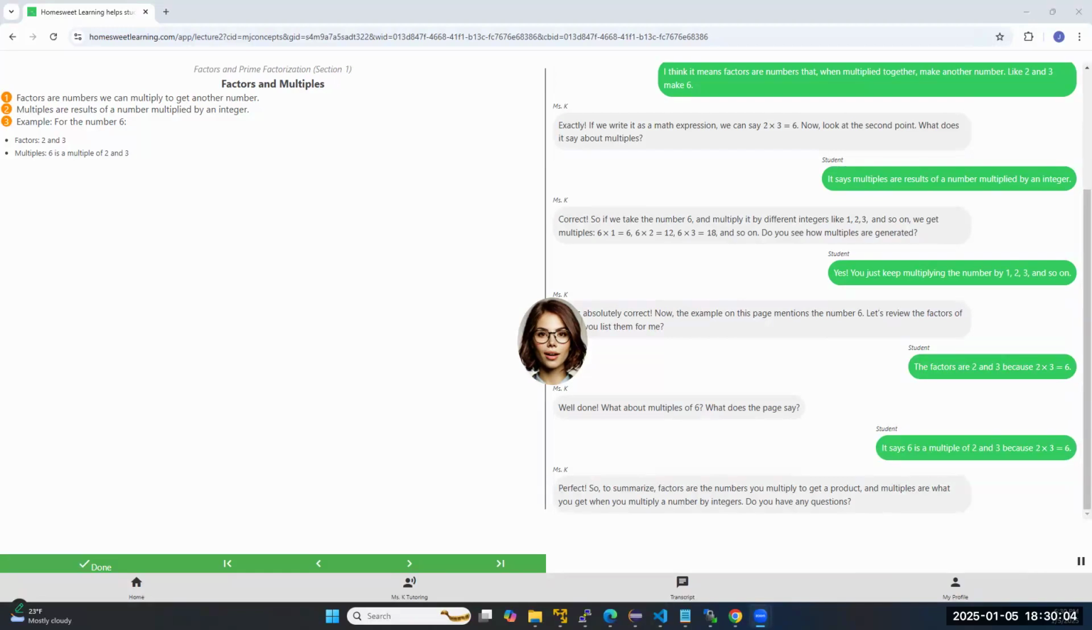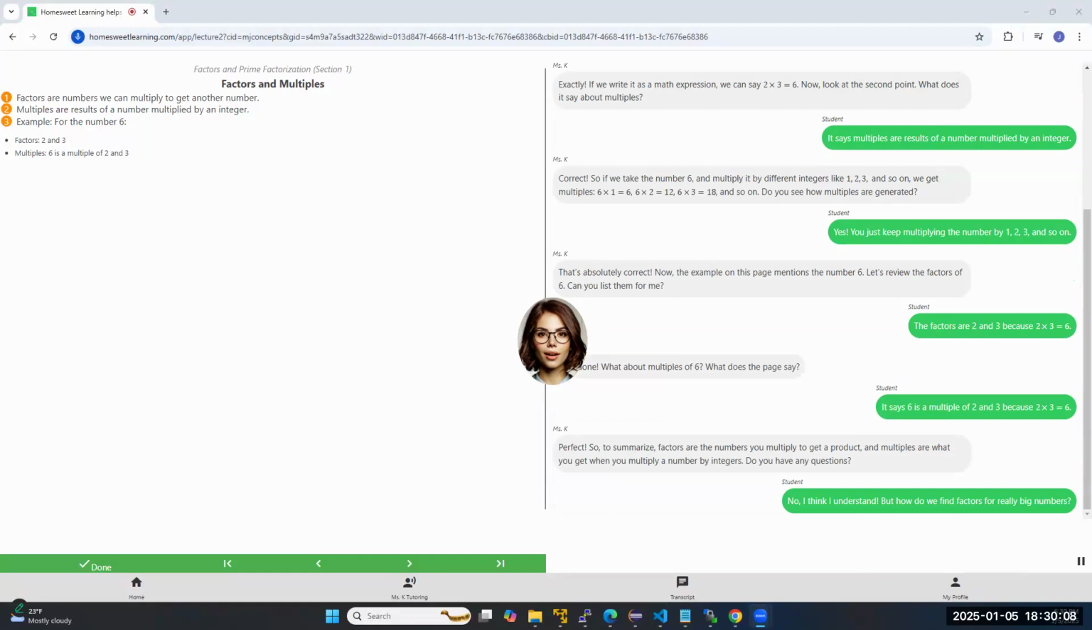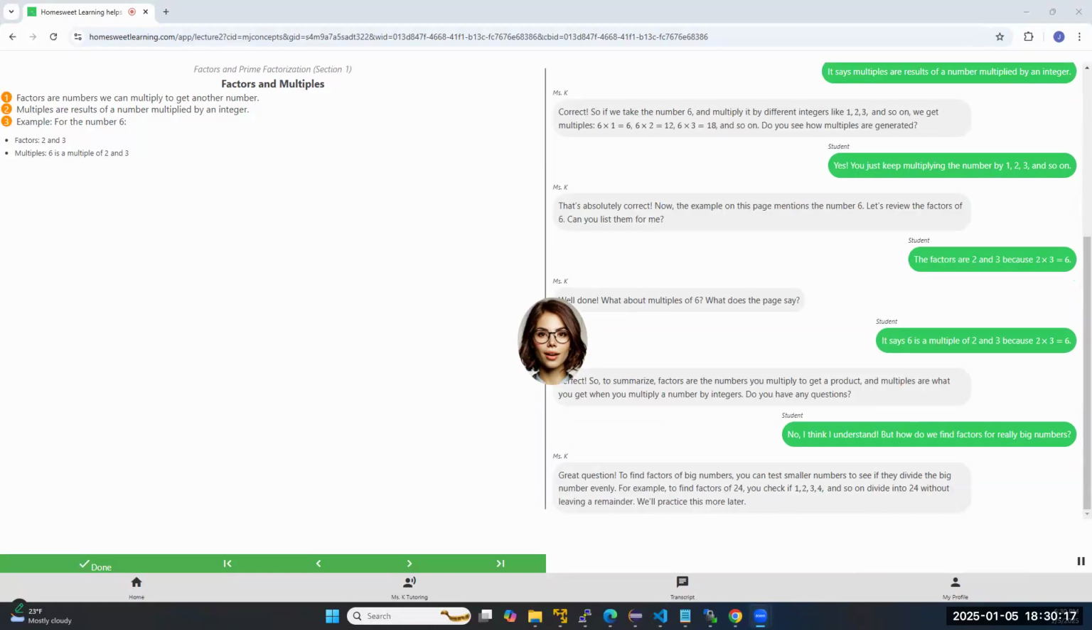Do you have any questions? No, I think I understand. But how do we find factors for really big numbers? Great question. To find factors of big numbers, you can test smaller numbers to see if they divide the big number evenly. For example, to find factors of 24, you check if 1, 2, 3, 4, and so on divide into 24 without leaving a remainder. We'll practice this more later.